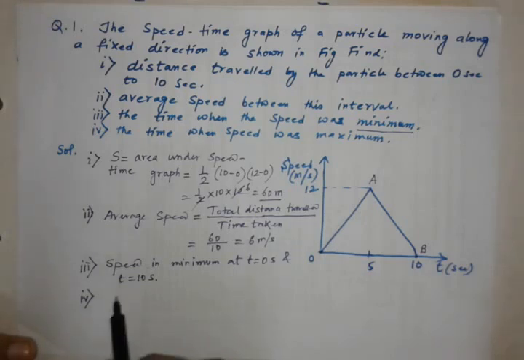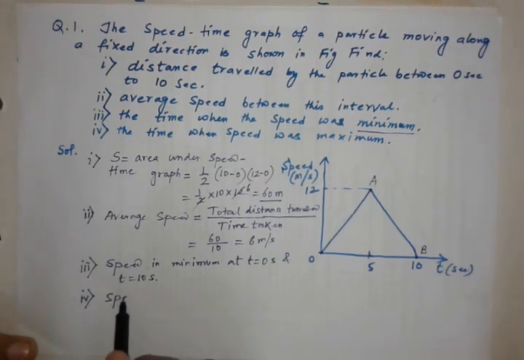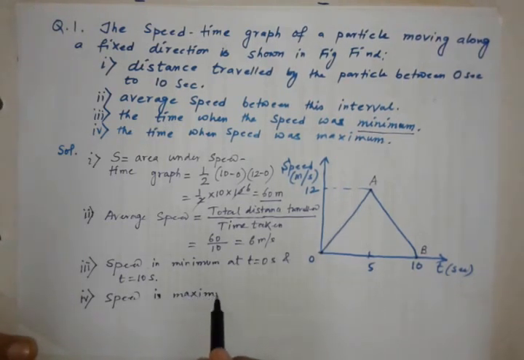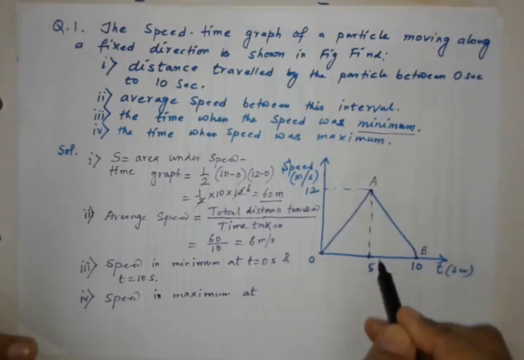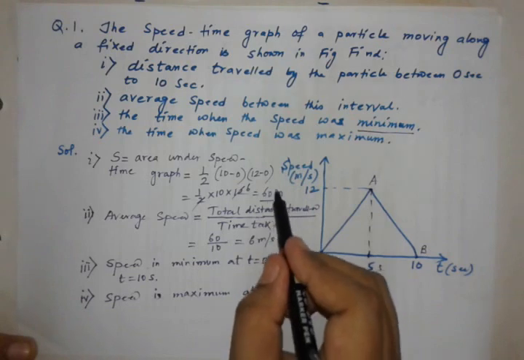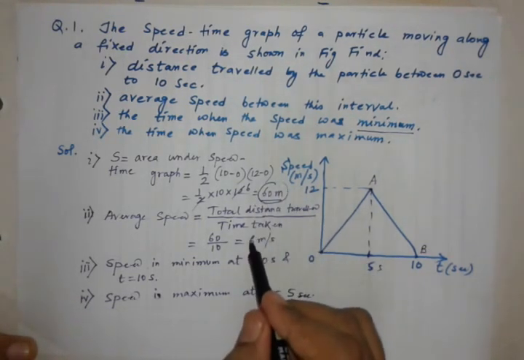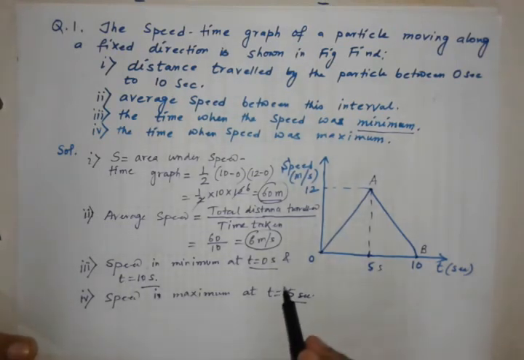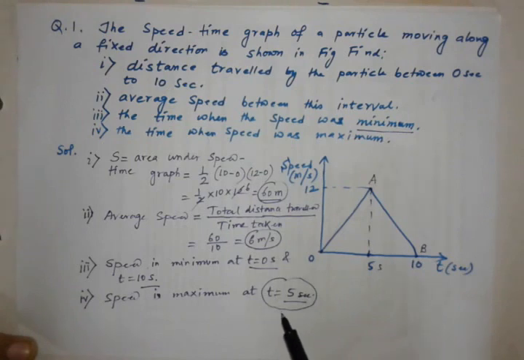And the fourth one is when the speed is maximum. At this point the speed is maximum. You can see this is the time here, 5 second, so the speed is maximum at t equal to 5 seconds. So this is your answer. The first is 60 meter, next the average speed is 6 meter per second, then the two times for minimum speed, and the speed is maximum at t equal to 5 seconds. In this way the graphical numericals can be solved.